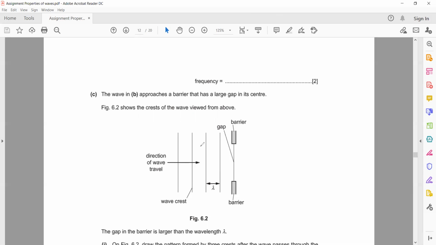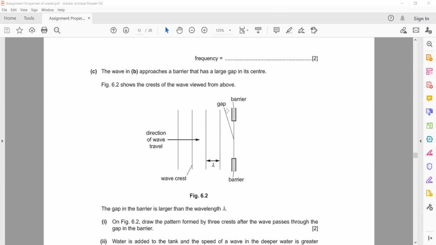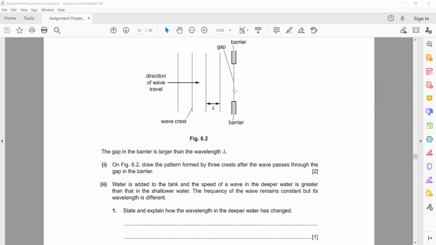In the beginning, the wavelength was shorter. Now, in this same question, they mention water is added to a tank. So when you add water to the tank, it will be deep. The speed of the wave in deeper water is greater than the speed in shallow water. First, we are observing this when the tank has a small amount of water. Then we add water to the tank.